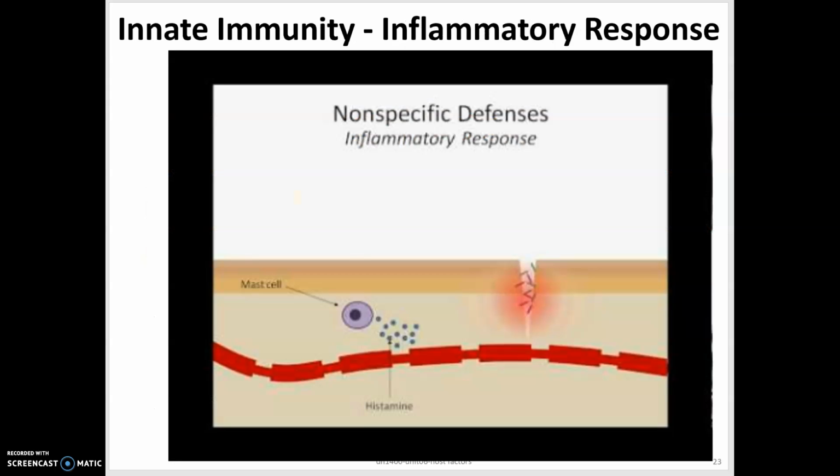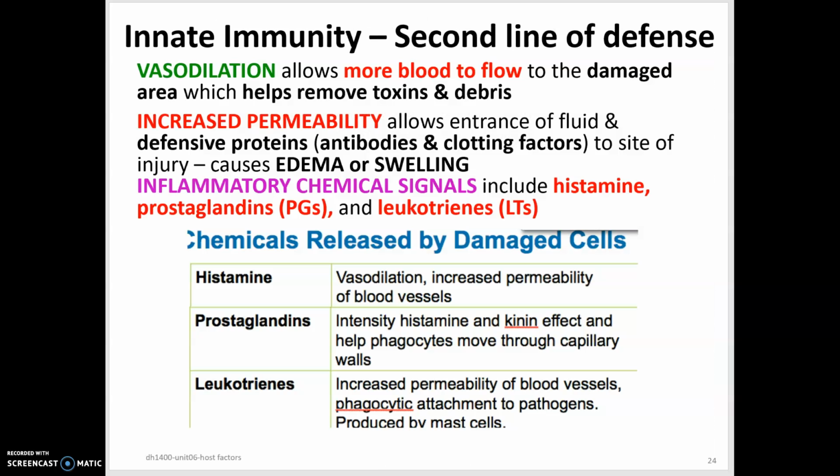Again, have a look at this video. It'll show you what we've been talking about the last few slides. And this is another summary of what we've been talking about. So you'll see the vasodilation, which is what we're calling the second step, because chemotaxis is the first step, increased permeability, and inflammatory chemical signals. This is all lined out in this slide pretty well.